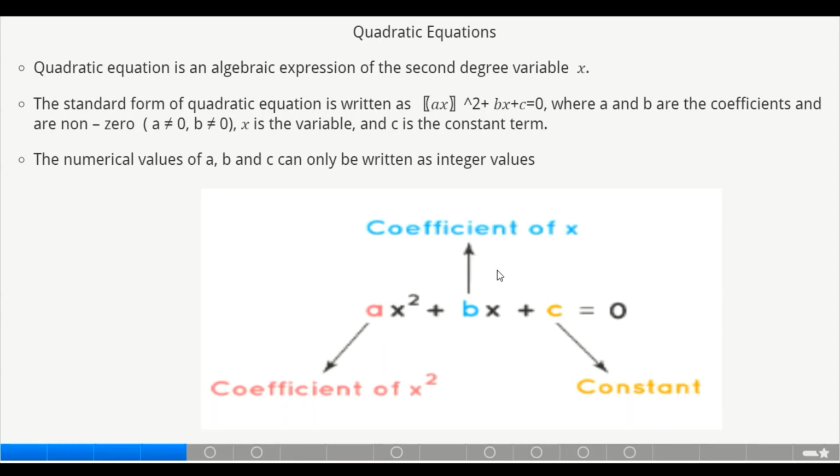Now, we are actually looking for x under this, but with a degree of 2. So we have a second degree variable of x here. Now, the numerical values of a, b, and c can only be written as integer values. So for a, b, and c, it can take a negative or a positive value, but it cannot take a zero value.